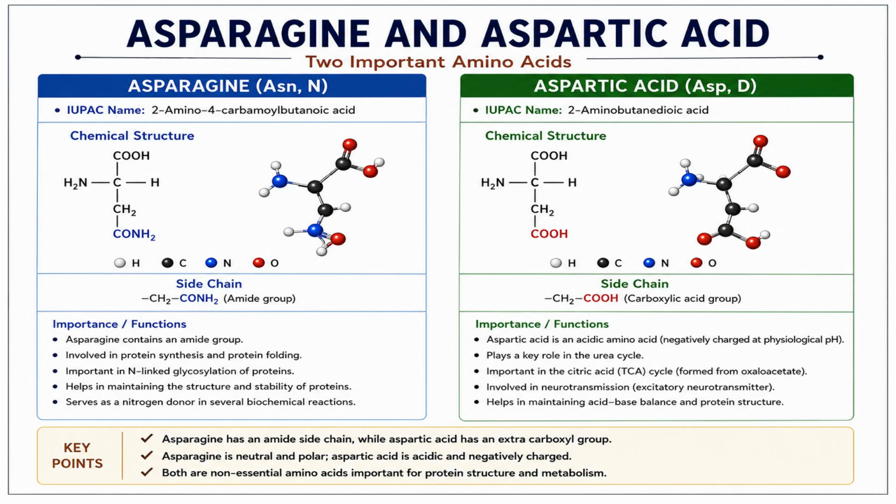Its structure is HOOC-CHNH2-COOH. At physiological pH, the side chain carboxyl group is predominantly deprotonated and negatively charged. Aspartate donates nitrogen to the urea cycle and participates in nitrogen metabolism. It is also linked to the TCA cycle via oxaloacetate and can act as an excitatory neurotransmitter. Key difference: asparagine has a neutral amide side chain, whereas aspartic acid has an acidic, negatively charged carboxyl side chain.